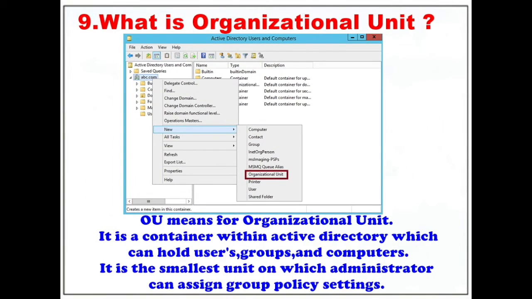Question 9. What is an organizational unit? OU stands for organizational unit. It is a container within Active Directory which can hold users, groups and computers. It is the smallest unit on which an administrator can assign group policy settings.